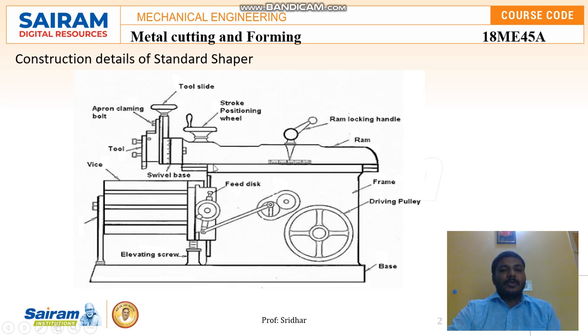Now when we switch on the motor connected to the power supply, the ram starts sliding, and automatically the tool will be moving on the workpiece in the forward direction, that is the cutting direction. Again it will come back in the return direction. So the excess material will be removed only in the cutting stroke, when the tool is moving in the forward direction. Again it comes back to its original position.